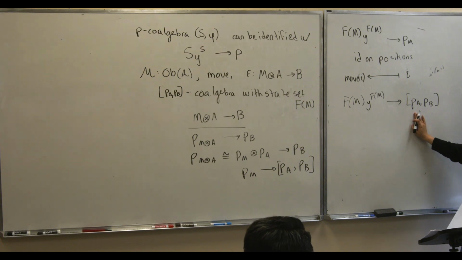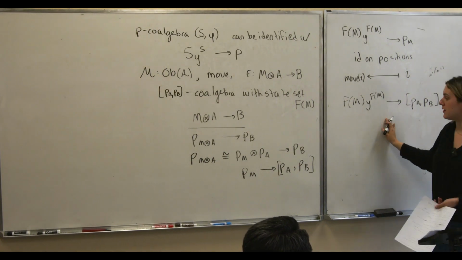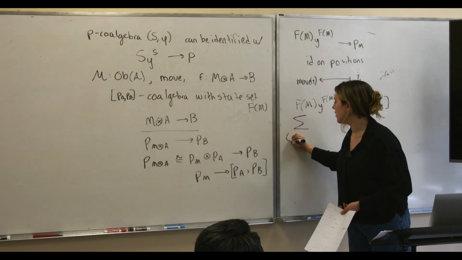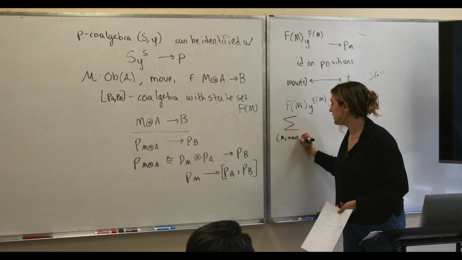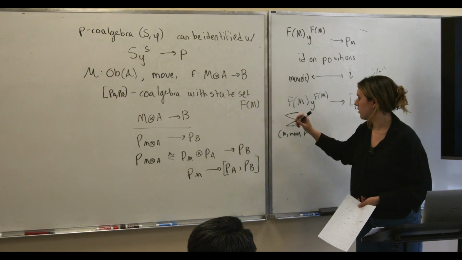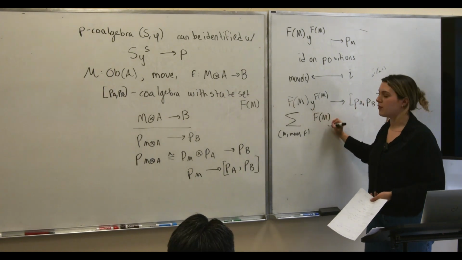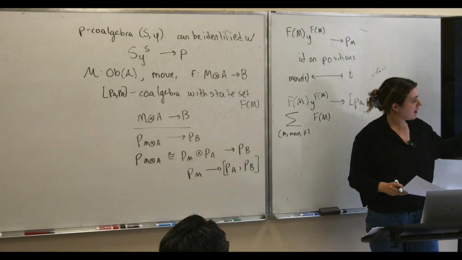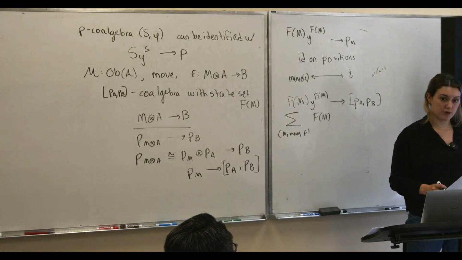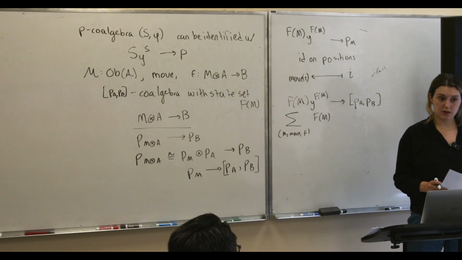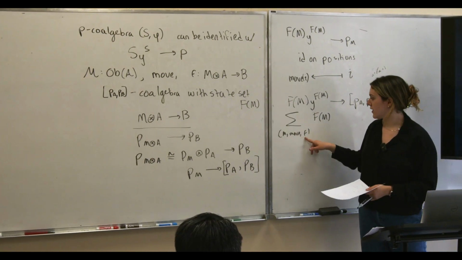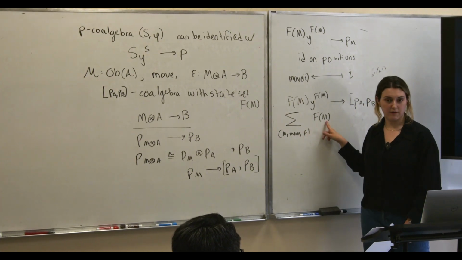Okay. The sum of a bunch of coalgebras is also going to be a coalgebra. So we can set our coalgebra to be the sum over m, move, and f as above of f of m, which is exactly the same thing as this set of quadruples over here. For each m, move, f, choose an element of fm.